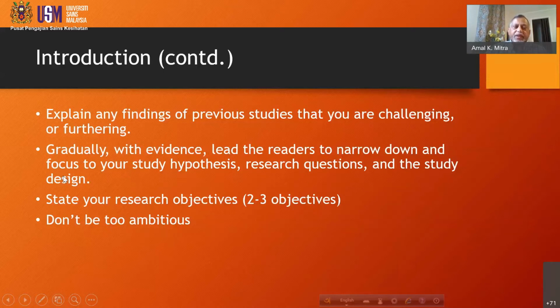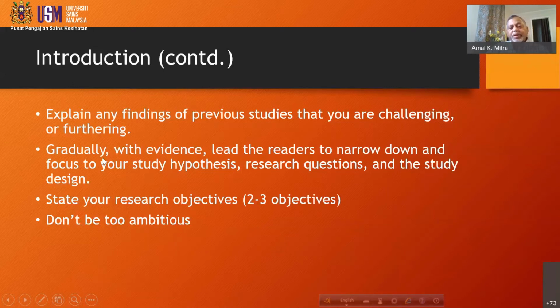design. Remember, not all research should have a hypothesis. Some research is hypothesis driven, but many studies we do to find out a hypothesis. For example, a cross-sectional study can generate a hypothesis. It does not start with a hypothesis. Okay.